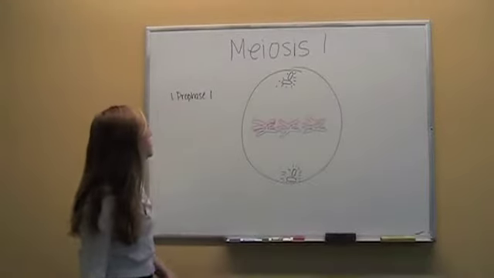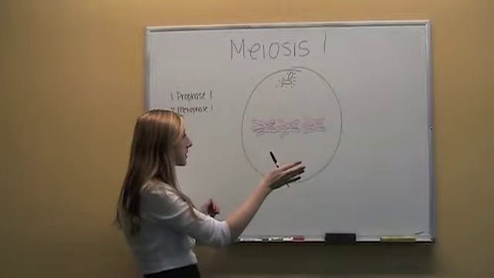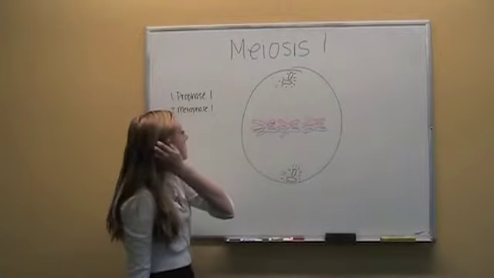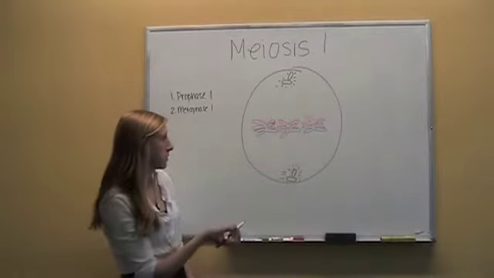Alright, the next stage in meiosis 1 is metaphase. In this stage, the homologous chromosomes line up at the metaphase plate, which is in the middle of the cell, and the sister chromatids are connected to the centrosomes by kinetochore microtubules, one to each.